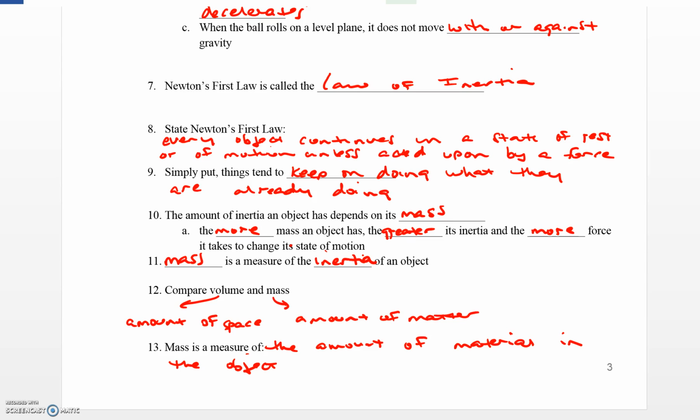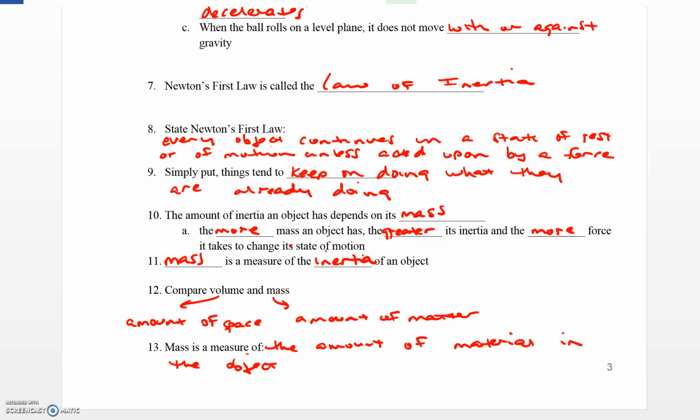So then 11 says, mass is a measure of the inertia of an object. The more mass you have, the more inertia the object has. The less mass you have, the less inertia the object has. Number 12 asks to compare volume and mass. So volume is the amount of space that an object occupies, or it answers the question, how big is something? And the mass measures the amount of matter or stuff or material in an object. And a way that we can remember that is that mass and matter both start with an M.